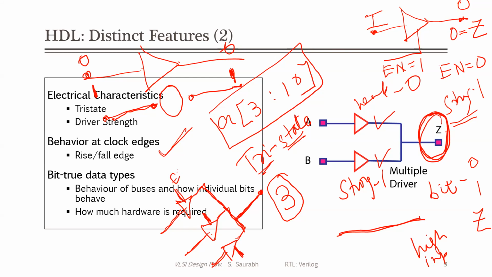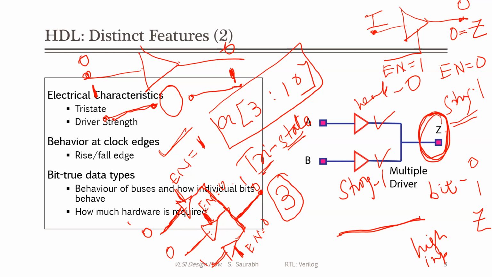Now you have to ensure in your design that only one enable is one, and all others are zero. When all the other enables are zero, these are open circuits, and the value of the one which is actually enabled will come. If it's zero, you'll have zero. If it is one, you will have one. For the others, whether it is zero or one doesn't matter because the enable is zero.